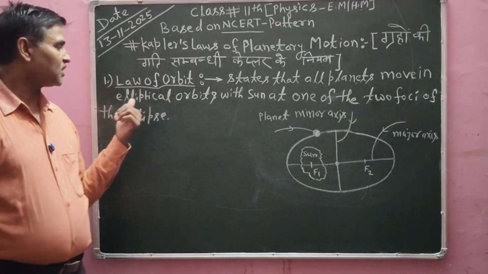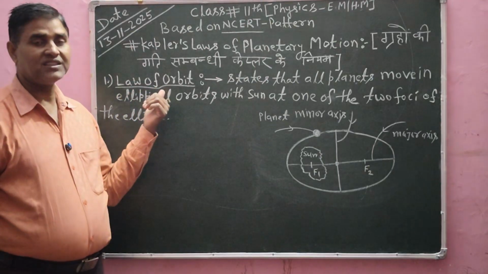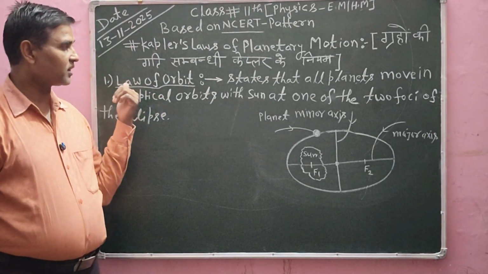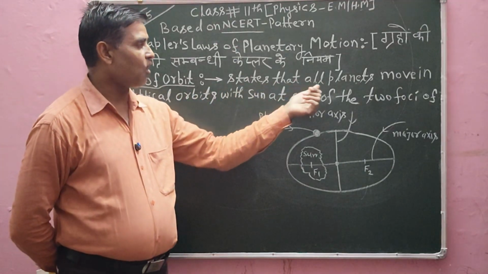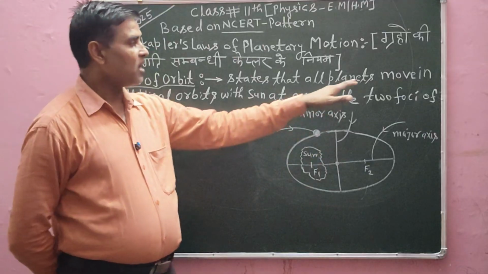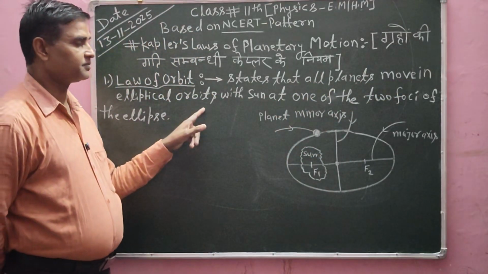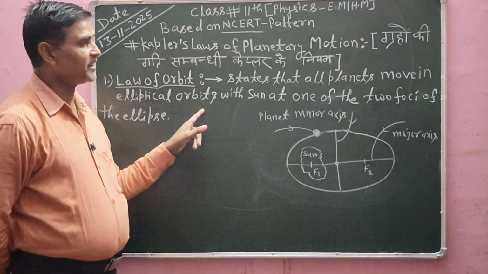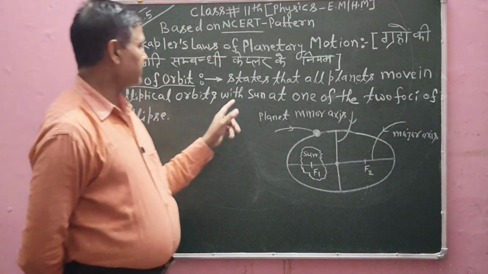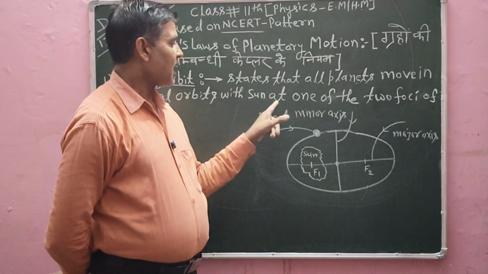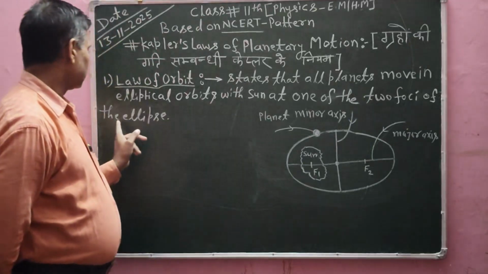Now the first law I am going to explain, that is the law of orbit, कक्षा के नियम. This law states that all planets move in elliptical orbits, with the sun at one of the two foci of the ellipse.